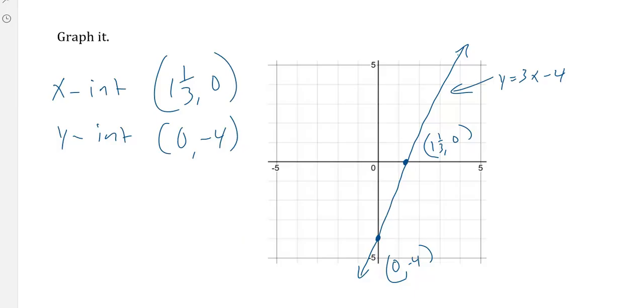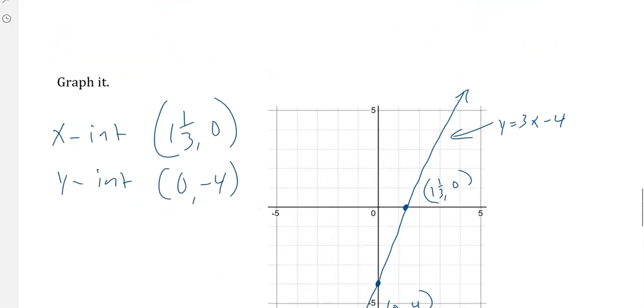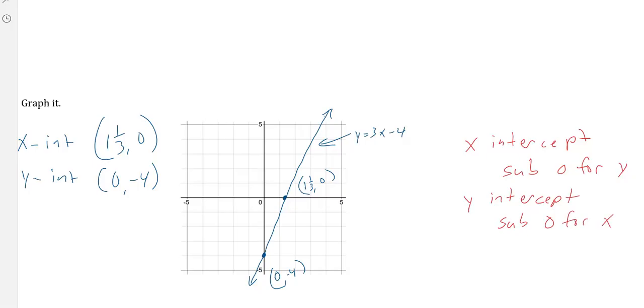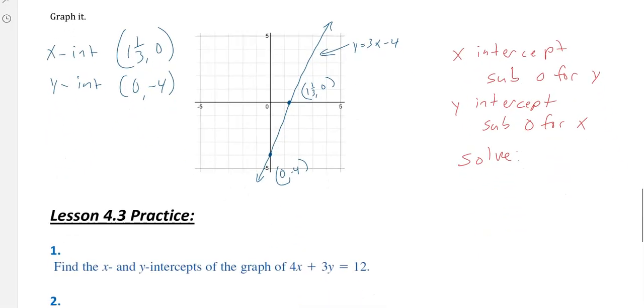Isn't this great? All we have to do is substitute 0 to find the x and the y-intercepts. So, to review, if you want to find the x-intercept where it crosses the x-axis, you have to sub 0 for y. If you want to find the y-intercept, you sub 0 for x, and then solve. Okay, there you go. That ought to be enough to get you going.